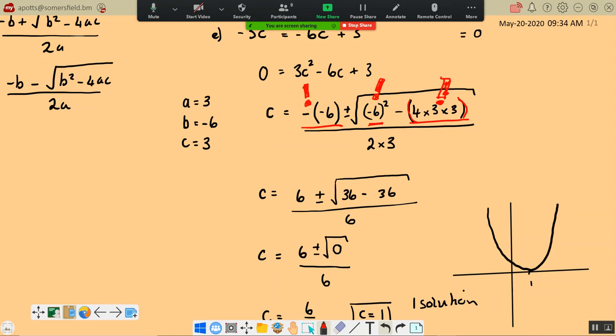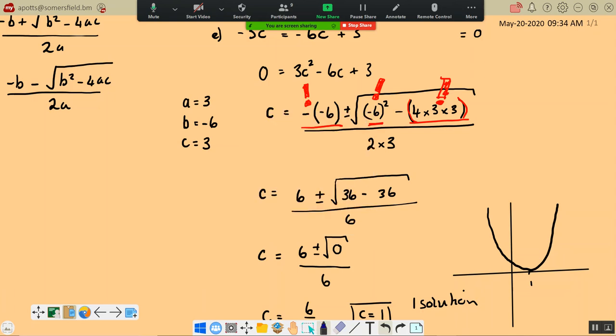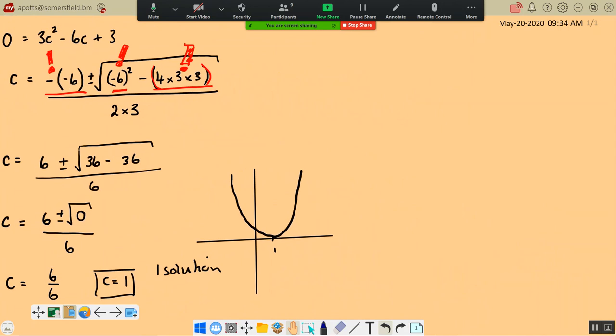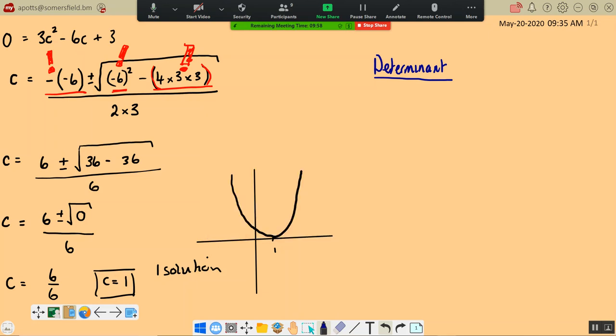It's fine, isn't it? It shouldn't be too much of a problem based on what you've already done. I'm going to introduce something called the determinant. So think about what we've just done here. Anyone know what the determinant is? No? What do you think the word determinant means? Yeah, it determines something.